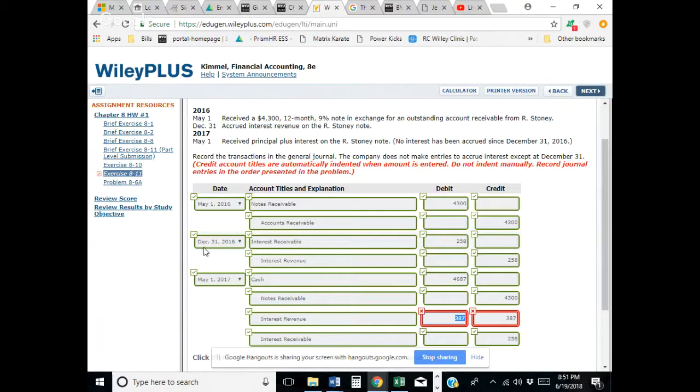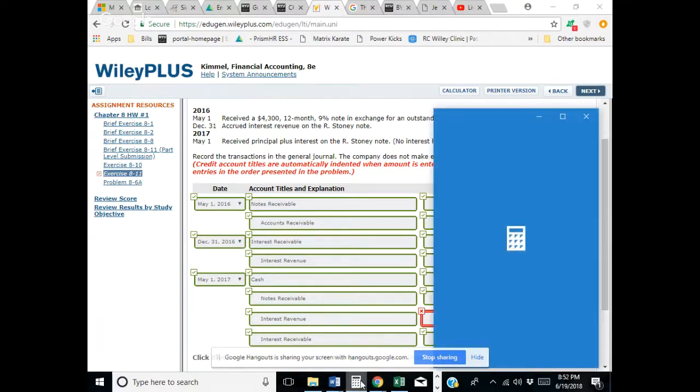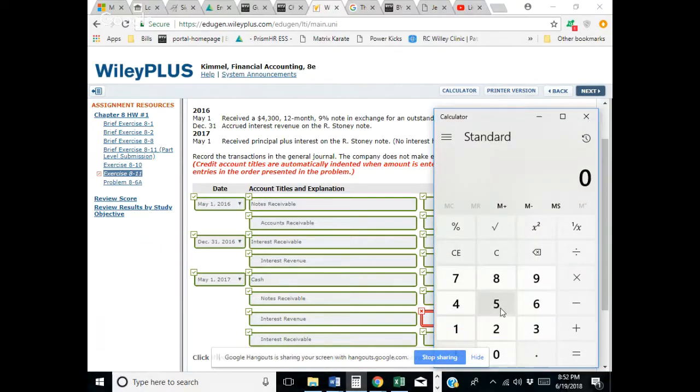The second date is December 31st, 2016. This is where we accrue the interest. The first account is interest receivable. We're going to debit interest receivable for $258. I'll show you how to input that. Pull the calculator up. The principal is $4,300 at 9% interest, so we multiply 4,300 by 0.09, which is 387.